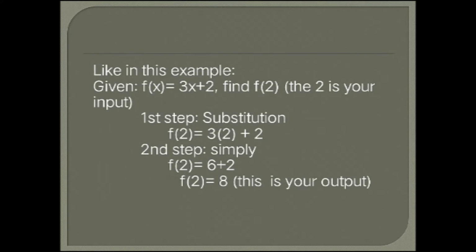Like in this example, we have f of x equals 3x plus 2. Find f of 2. 2 is your input. First step, we need to substitute. So we will have f of 2 equals 3 times 2 plus 2. Second step, simplifying. f of 2 equals 6 plus 2. So, f of 2 equals 8.